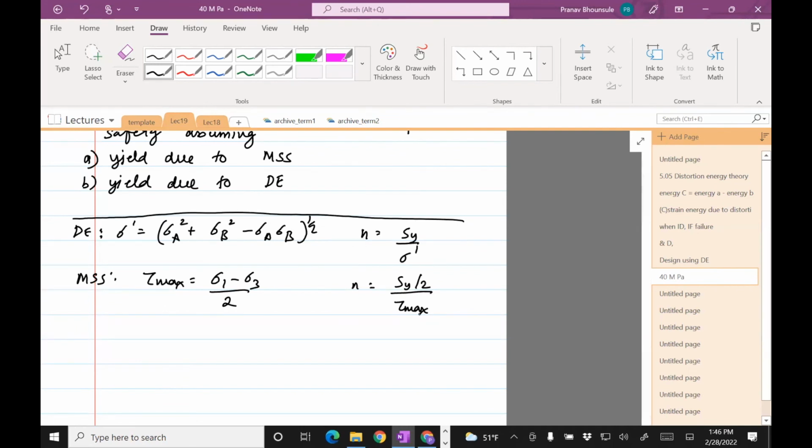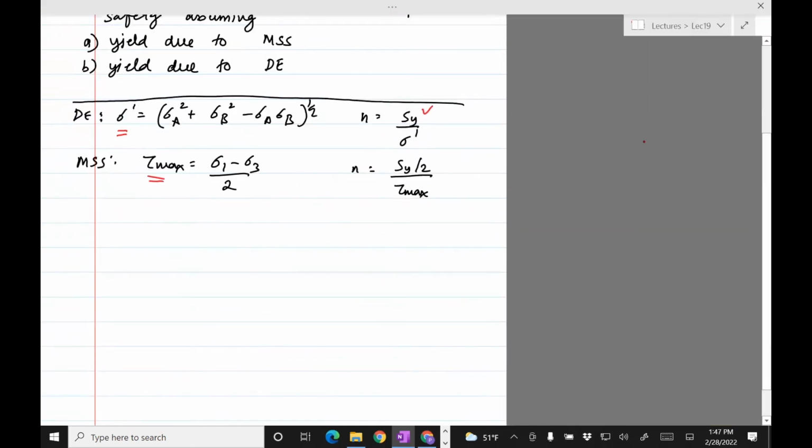So we've set up all the equations. Now it's just a matter of figuring out those values, right? Sy is given. Sigma prime comes from this formula. We just have to get that. Tau max comes from this formula. So we only need to compute those two values, sigma prime and tau max, and we're done, right? So let's see what those are.